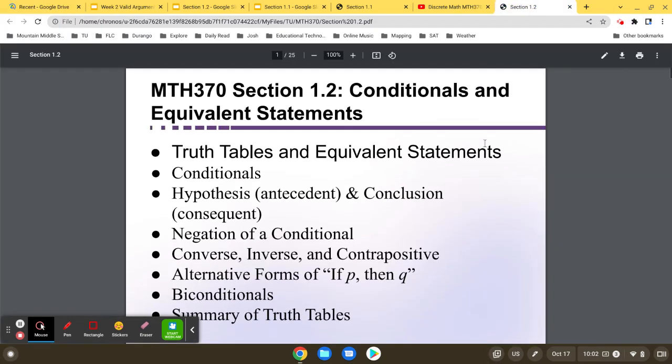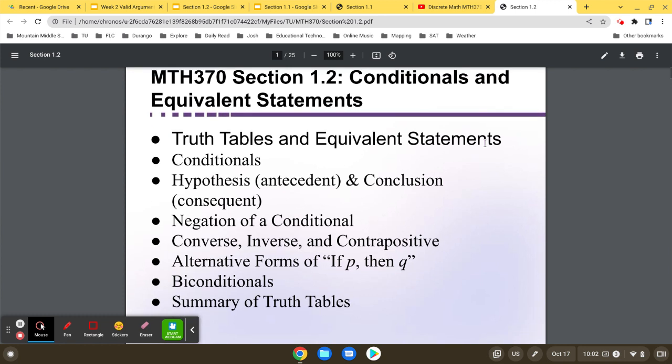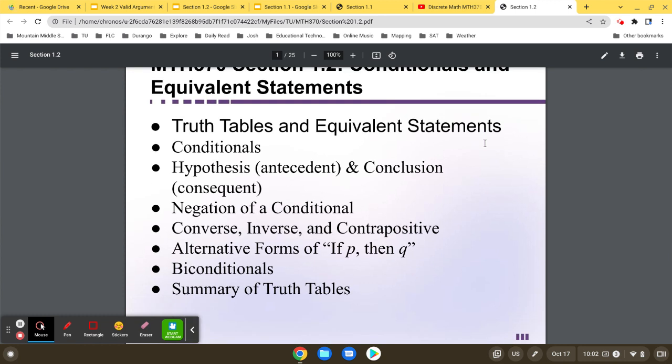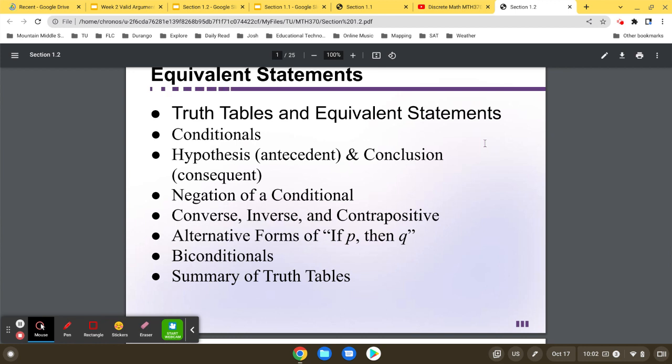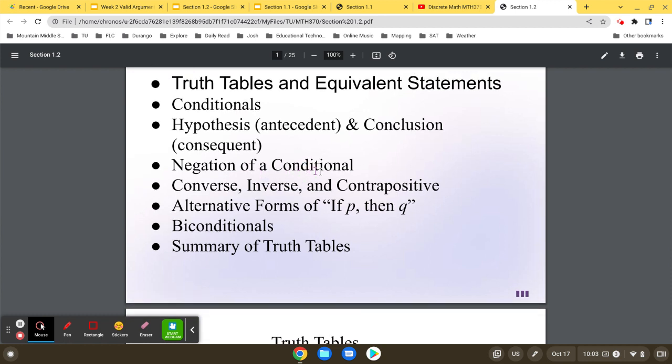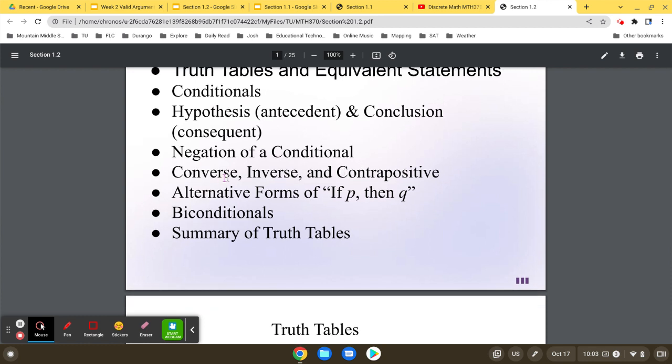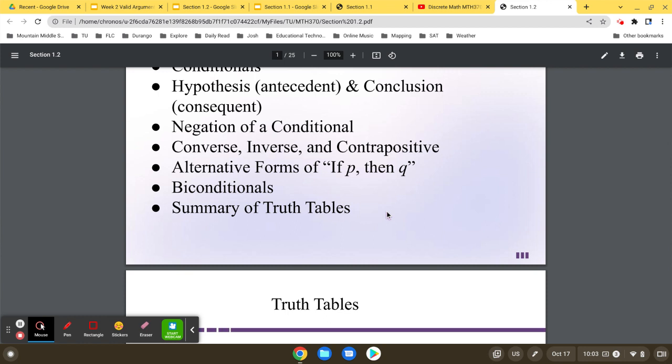Section 1.2, my bad. Conditionals and equivalent statements. So we're at truth tables and equivalent statements. We've got some more conditional statements to look at. The conditional statement has a hypothesis, which is called your antecedent, and your conclusion, which is called your consequence. We're going to look at negations of conditional statements, whereas in 1.2 we looked at negations of just a single value. We're going to add in converse, inverse, and contrapositive, alternate forms, biconditionals, and just a summary of truth tables.